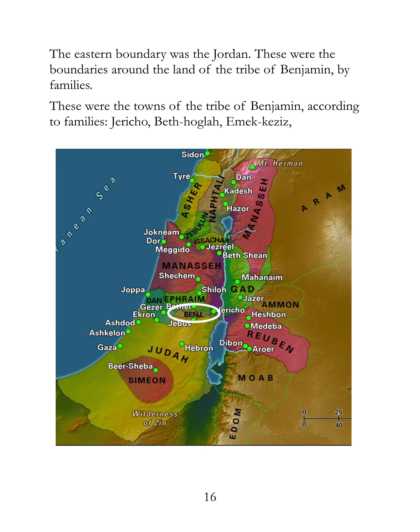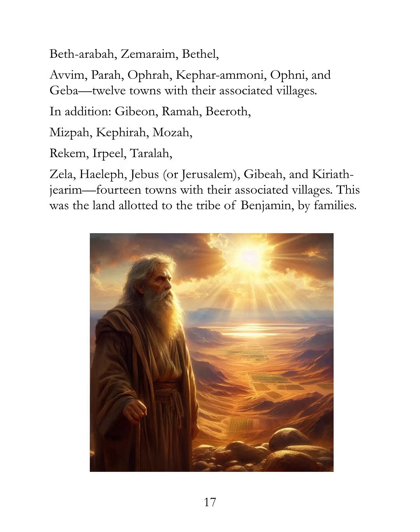These were the towns of the tribe of Benjamin, according to families: Jericho, Beth Hoglah, Emek Keziz, Beth Araba, Zemaraim, Bethel, Avim, Para, Ophrah, Kephramoni, Ophni, and Geba, 12 towns with their associated villages. In addition, Gibeon, Ramah, Beeroth, Mizpah, Kephirah, Moza, Rechem, Irpeel, Terala, Zelah, Haleph, Jebus, or Jerusalem, Gibeah, and Kiriath-jearim, 14 towns with their associated villages. This was the land allotted to the tribe of Benjamin, by families.